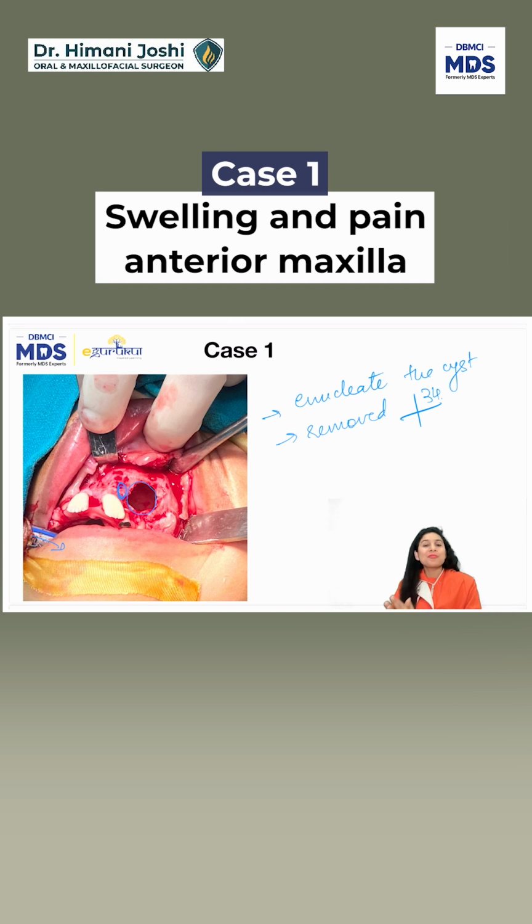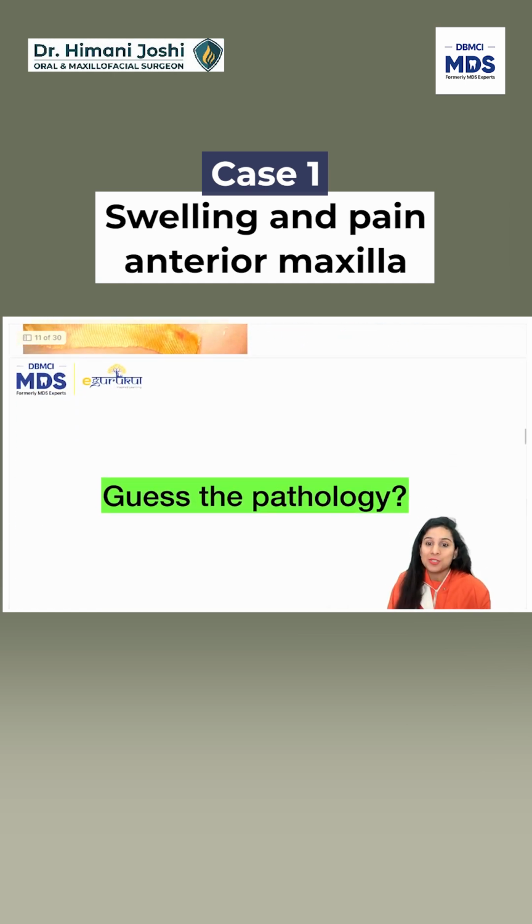Alright, so this is the first case of our series called What is the Problem? I hope you liked it. You can put your comments in the comment box. So you've guessed the pathology, it is dentigerous cyst.